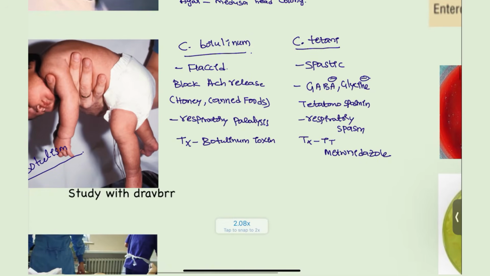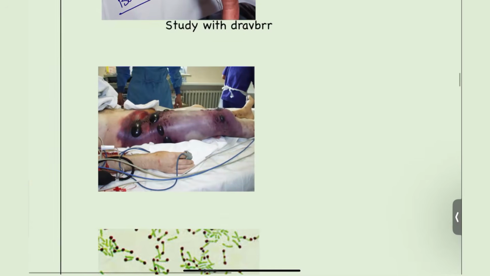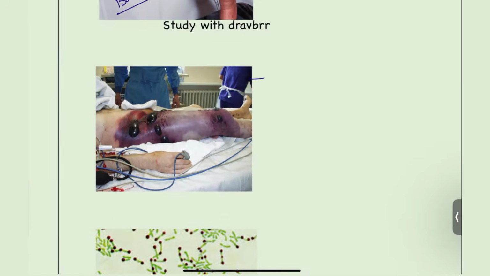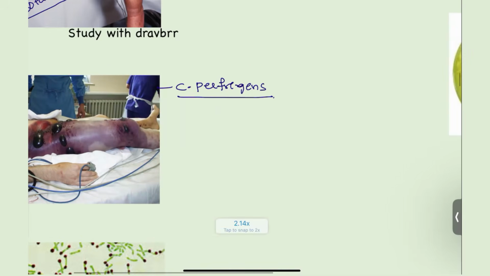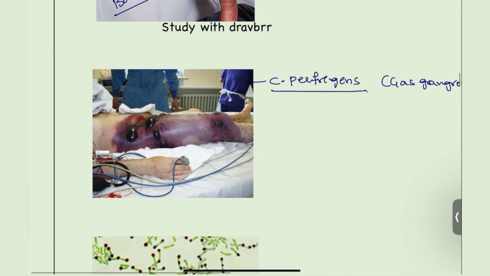Next, moving on to another Clostridium species disease. This is Clostridium perfringens. Okay, so this is going to cause gas gangrene. In this picture, you can see this is uncontrolled, progressive gas gangrene that we are seeing here.